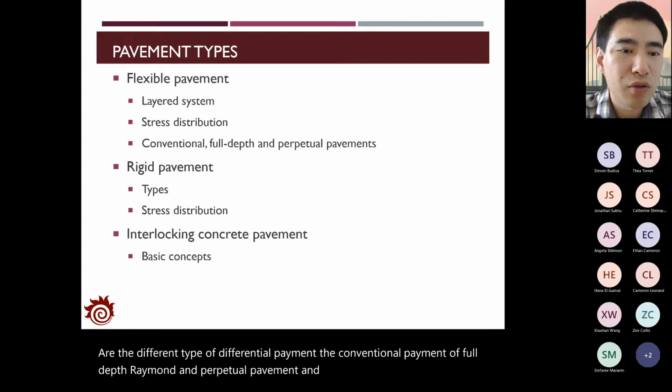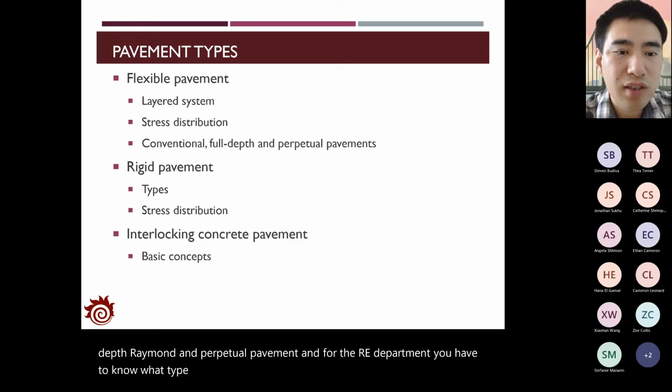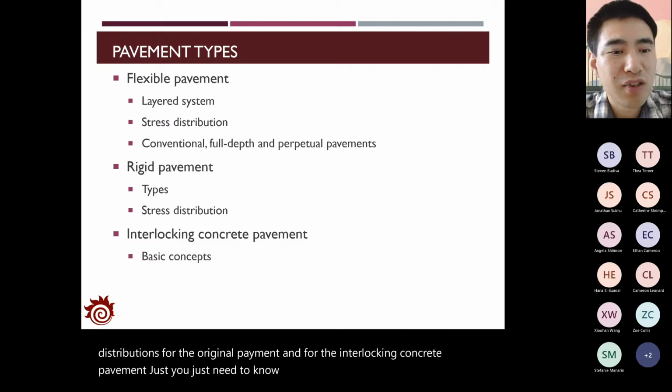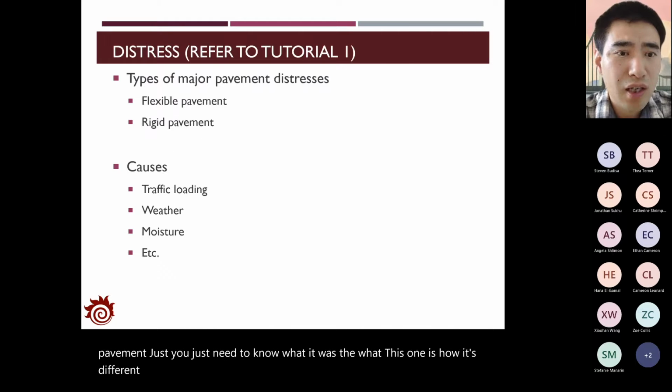And for the rigid pavement, you have to know what types of rigid pavement you can use. We have learned the stress distributions for the rigid pavement. And for the interlocking concrete pavement, you just need to know what this one is and how it is different from the previous two.